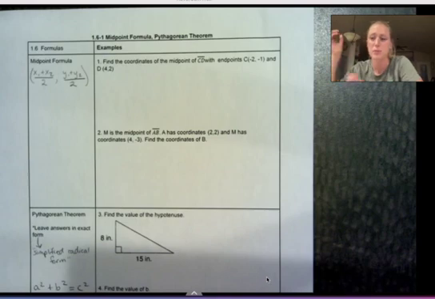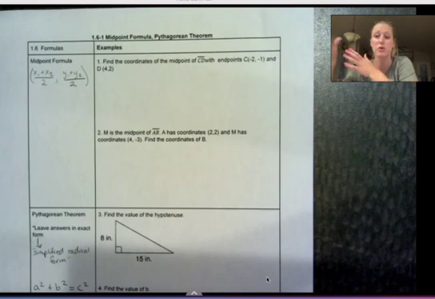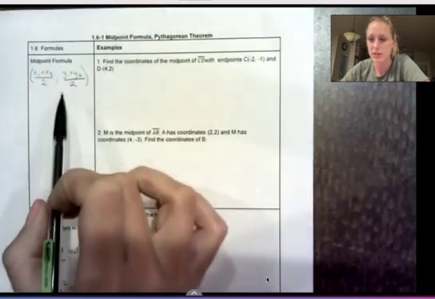So we know that the midpoint is the point exactly in the middle of a segment. So how do I find the coordinates of a midpoint if I know the coordinates of the two ends? We have a formula for that. Here it is. Make sure you write this one down.